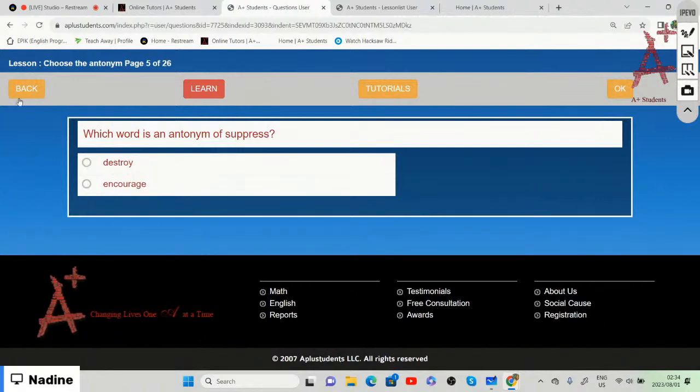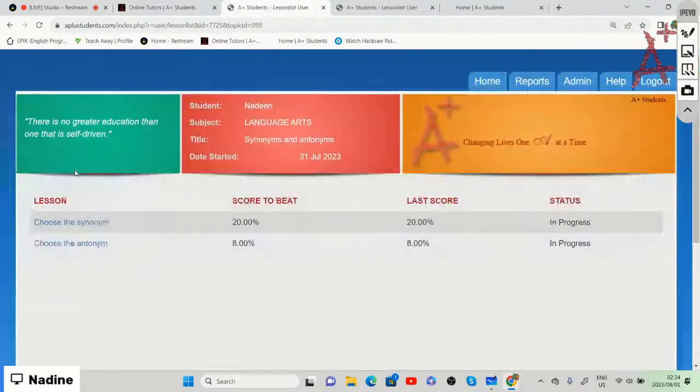All right. So that is basically antonyms and also synonyms. We went over what a synonym is and what an antonym is. We said synonyms are words with the same or similar meaning, and an antonym is words with opposite meaning.